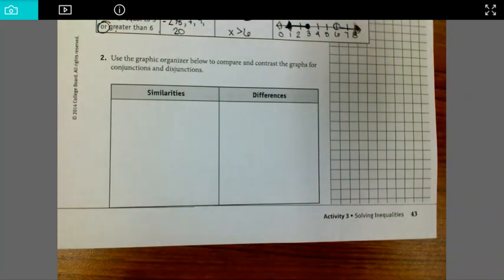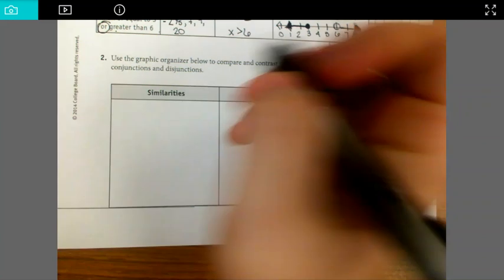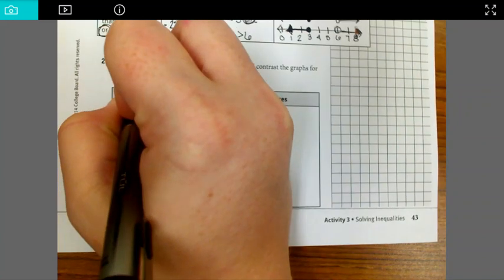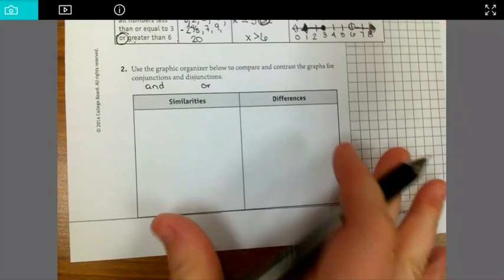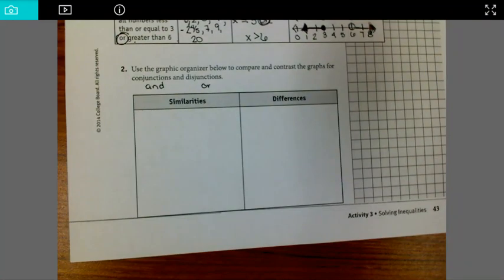Let's take a look at question number 2 now. It says, use the graphic organizer to compare and contrast the graphs for the conjunctions or disjunctions. Now remember, conjunctions use the word and. So these are my and ones, and disjunctions are my ors. Okay. So let's take a look here.